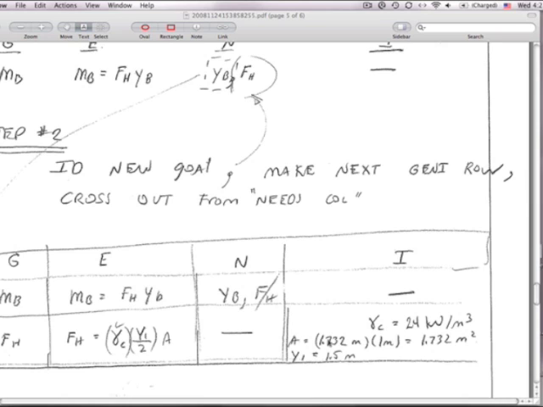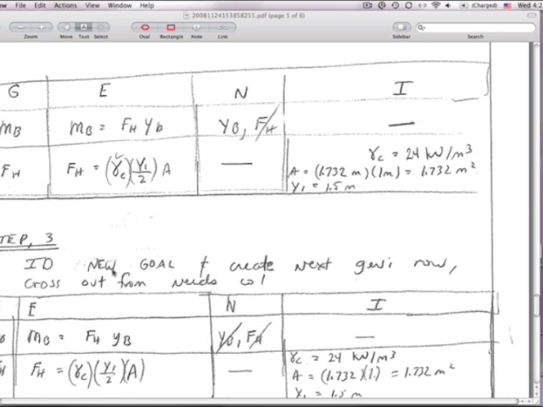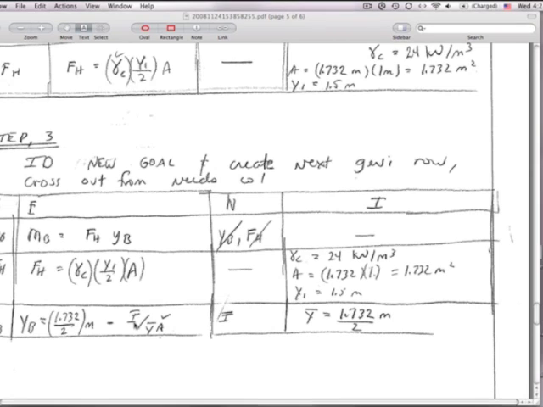Okay, in step 3, there's only one more unknown, the moment arm, YB. So step 3 is identify the new goal and create a new Gini row and cross out the needs column. So our new goal is YB, and here's an equation for it. This is the slant height down to the centroid of area. Then we subtract off the distance between the centroid of area and the center of pressure. So that's I bar over y bar A. And looking at this equation, we know what y bar is, we know what A is, but we don't know what I bar is. So it goes in the needs column and we cross out YB.